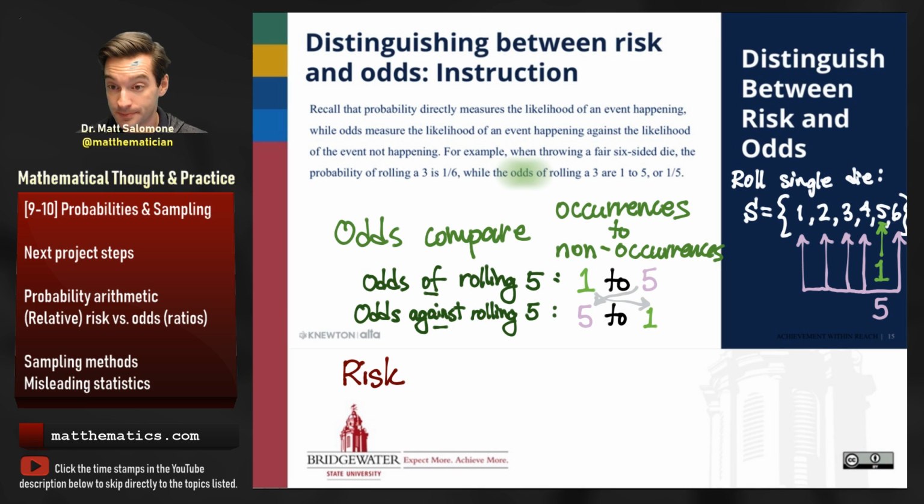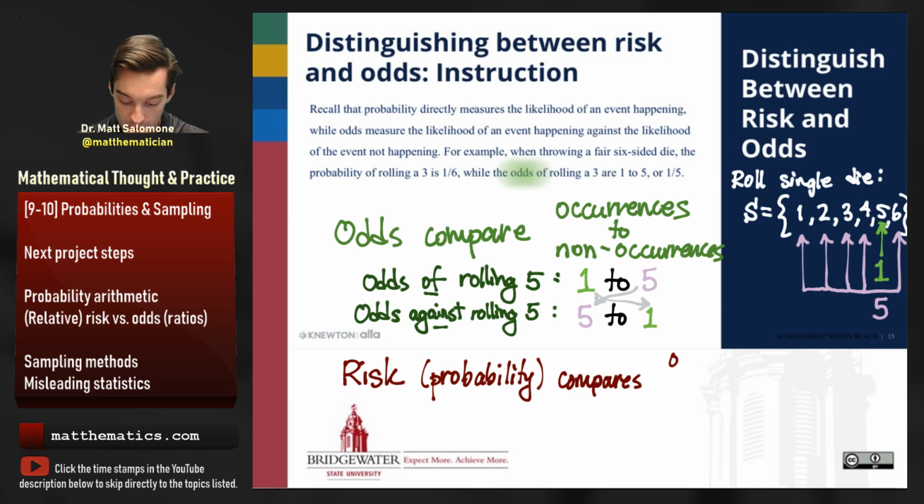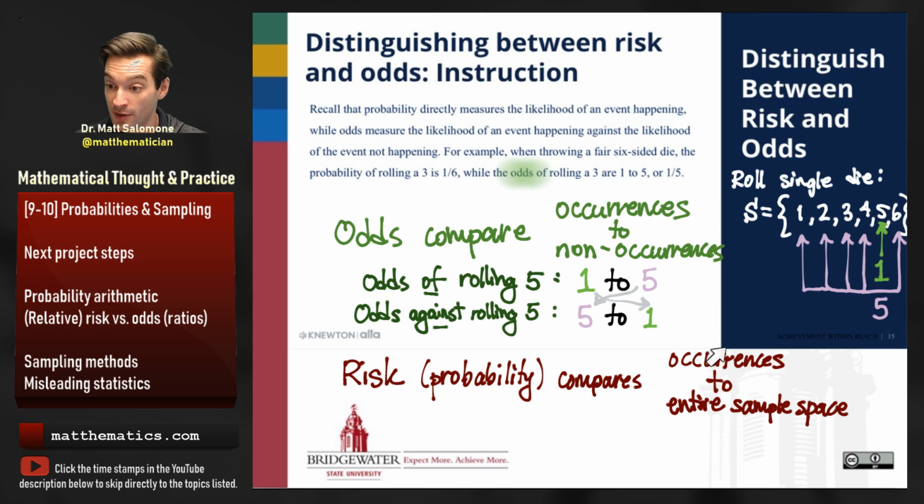When we talk about risk, risk is what we've been up to this point speaking of as probability. And the way that a risk is reported is it compares the occurrences, the probability of the thing we're interested in happening, to the entire sample space, the probability of anything at all happening, which is always 100%. So in other words, my numerator for odds and risk are the same.